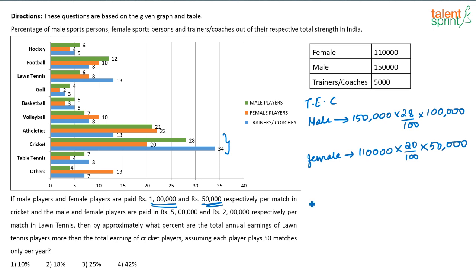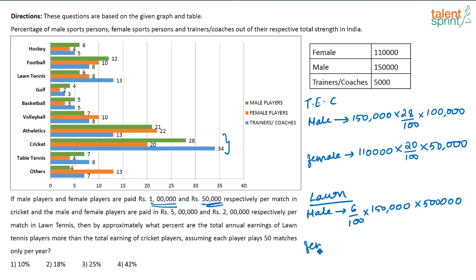Similarly, for lawn tennis. Again, this question is easy only, but the thing is calculations are involved, right? Similarly, what will be the case for lawn? If you look at lawn, the number of male players will be 6 by 100 of 150,000, correct? And each person is getting how much? Each person is getting 5 lakhs per match, correct.